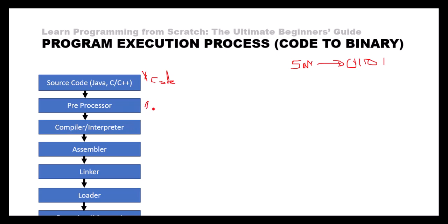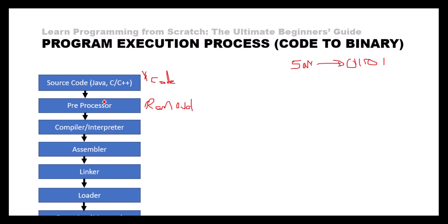How does it do that? It's going to remove comments, it's going to remove white spaces. At this point, you're going to have removal of all unwanted elements in the program. So removal of white space and removal of comments, that is what the preprocessor is going to do for you.